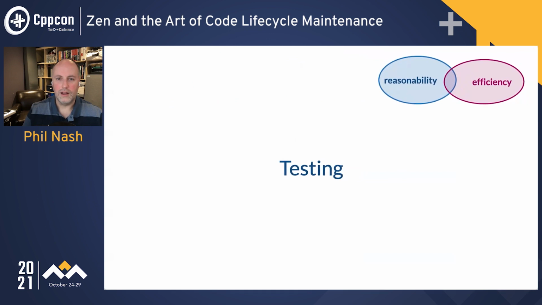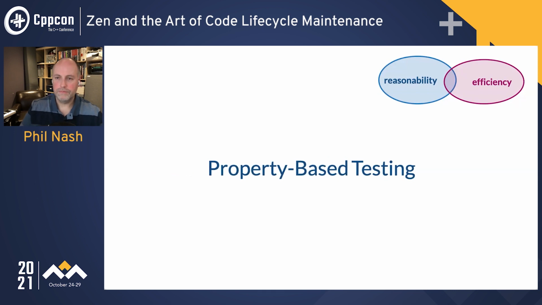Okay. I'm running very short of time, actually. I'm a bit surprised. So let's whiz through this. I talked a bit about testing already. Now, property-based testing is another way, we mentioned already, to get at this intersection between reasonability and efficiency.